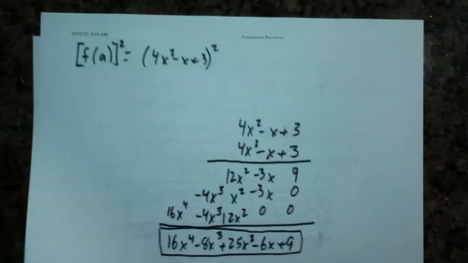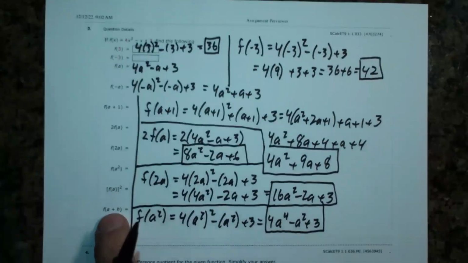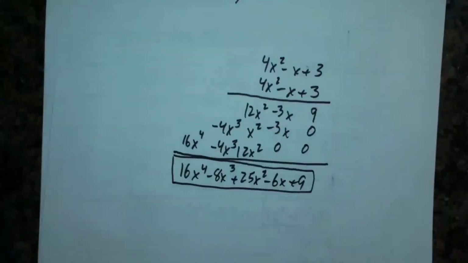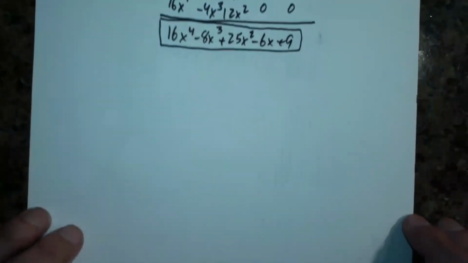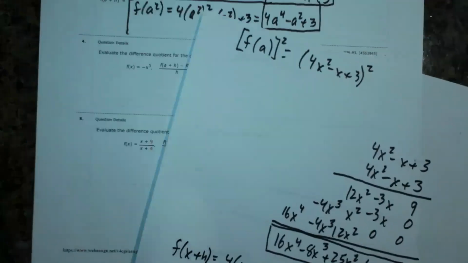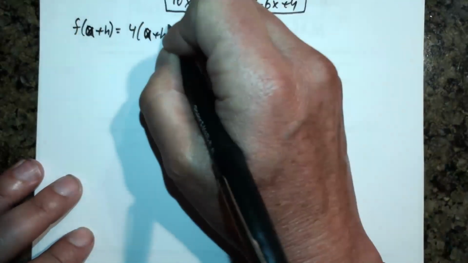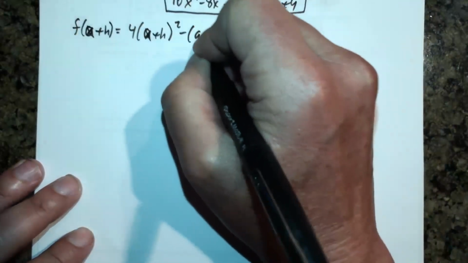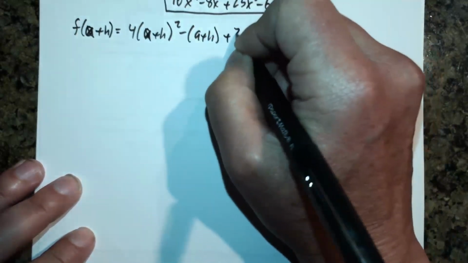All right, the last one on this list is the f of x plus h. I'm going to also continue that on this sheet of paper. All right, so this is going to be 4x plus h. Wait, I think it was a plus h. It is a plus h, my bad. Squared minus a plus h plus 3.